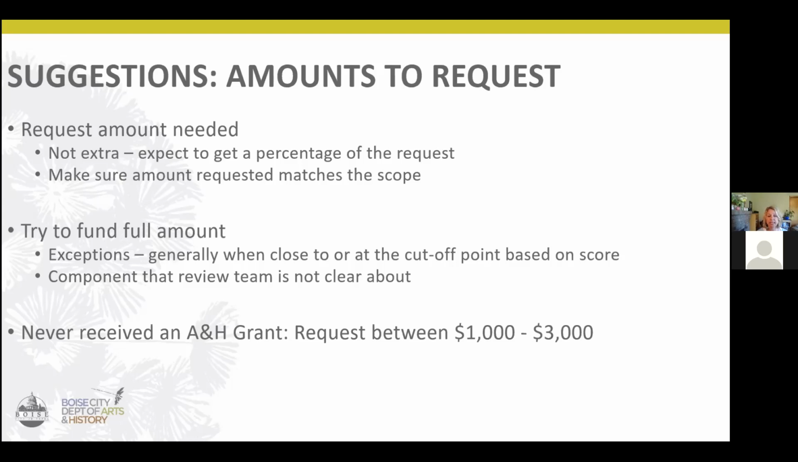Another suggestion is, if you have never received an arts and history grant, you're more likely to have success, but not necessarily, to request between $1,000 and $3,000 the first time. And that's just an observation of what I've noticed over the years. Again, it's not a requirement, but it is a good idea to keep the scope really simple at first, and then something you might be able to build upon in later years. And again, always, we can talk about your ideas and how that might work.